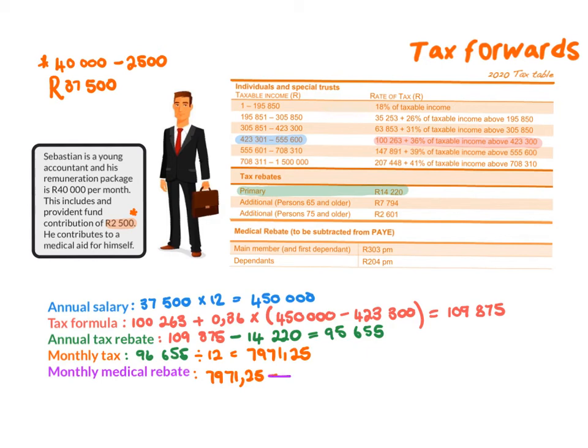So if we minus 303, it gives us an amount of 7,668 Rand and 25 cents, and that will be his monthly tax.